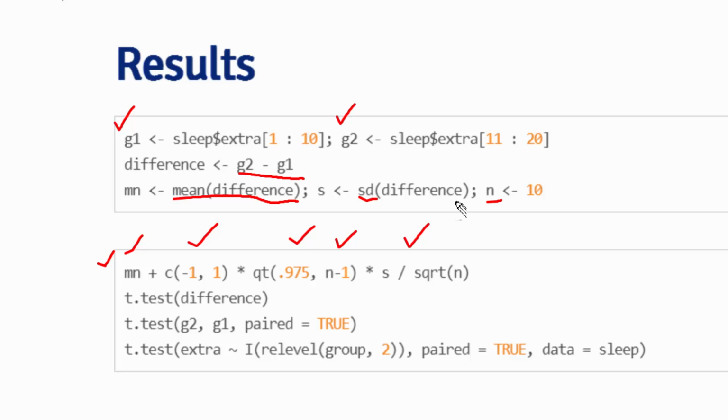Of course, we don't want to do this every time, so we can just use the function t.test of the difference, and t.test where we pass it the two vectors and give it the argument paired equals TRUE. Or you can actually give it a model formula where you say outcome extra is a function of group, where paired equals TRUE, evaluated for the data frame sleep.